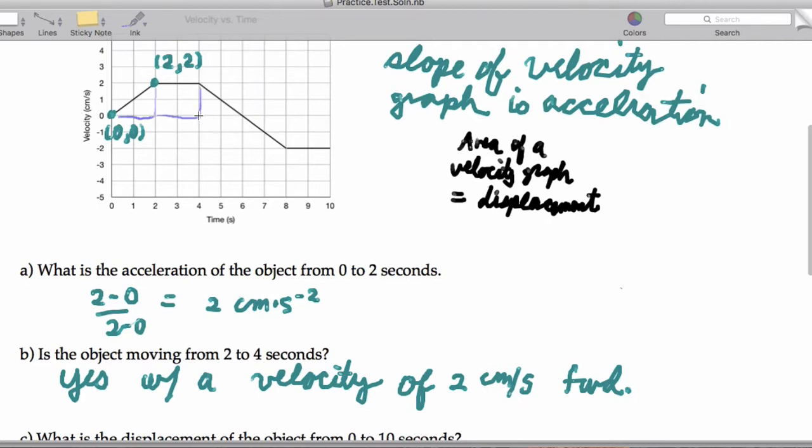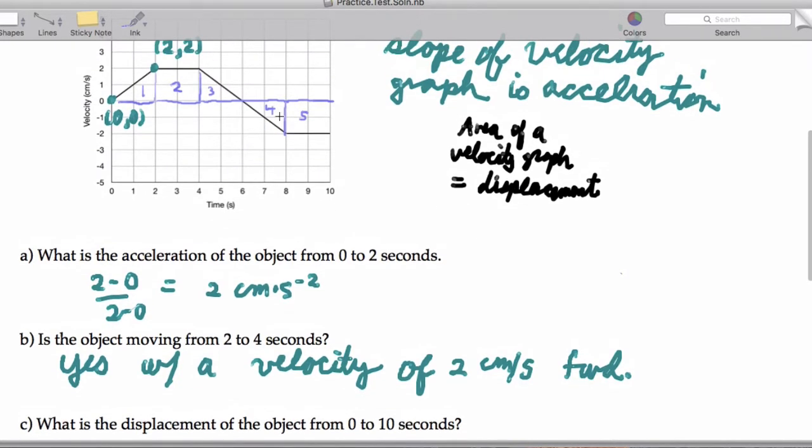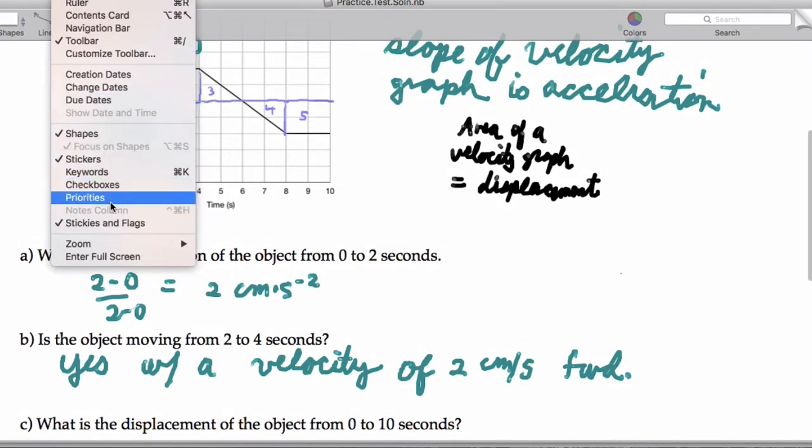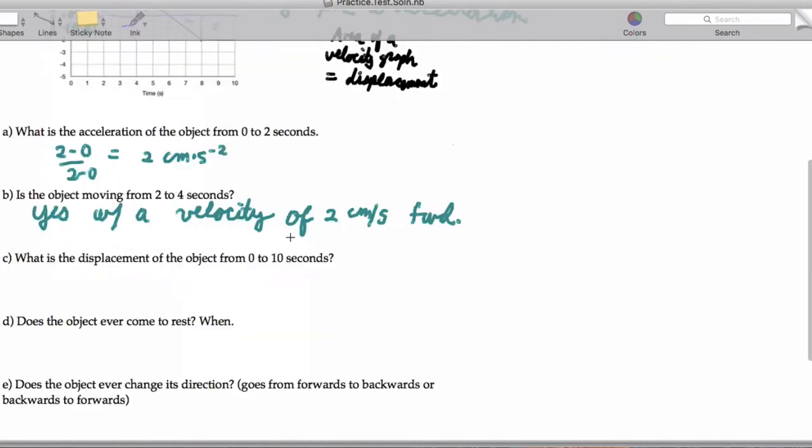Another triangle here, and then a rectangle here. And I'm going to call these regions different things. So this is region 1, 2, 3, 4, and 5. And I'm going to get the area of each region. Okay? And let me just zoom this out just a little bit so that you can kind of see what I'm doing here. Hopefully this works.